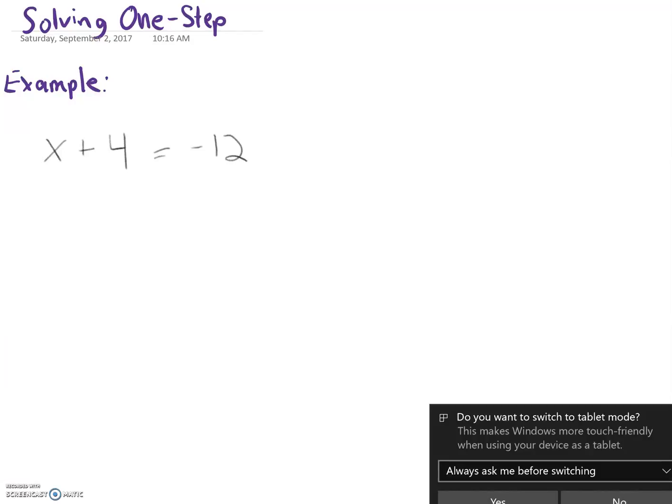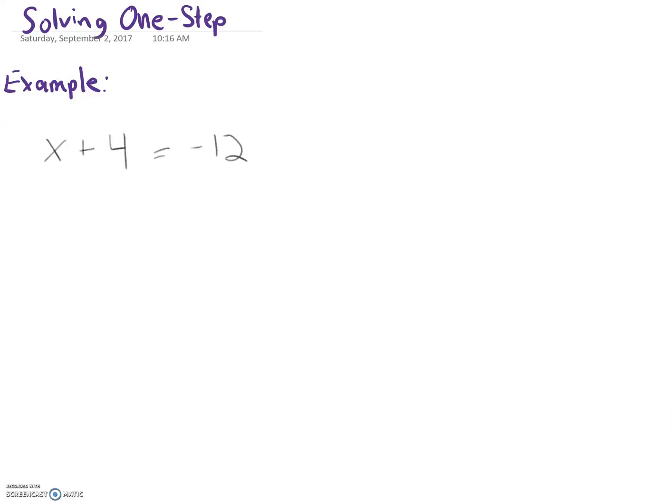So we're going to look a little bit at solving one-step equations. And the first example, we're just going to go by examples here, is x plus 4 equals negative 12. So by the subtraction property of equality in the equality notes on properties, we can simply say x plus 4 minus 4, because the whole goal here is to isolate the variable.